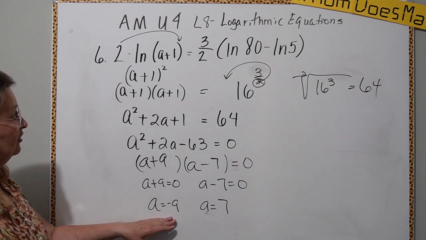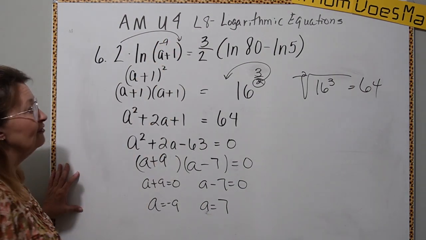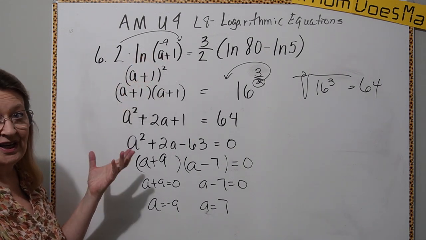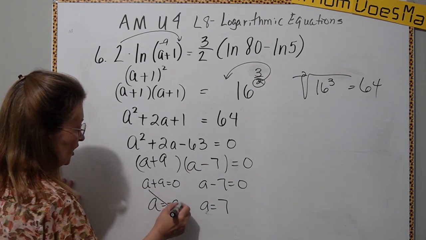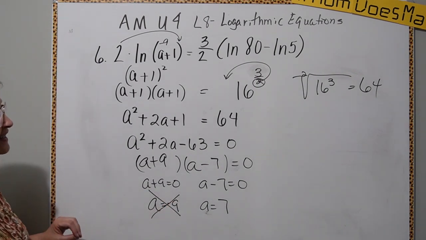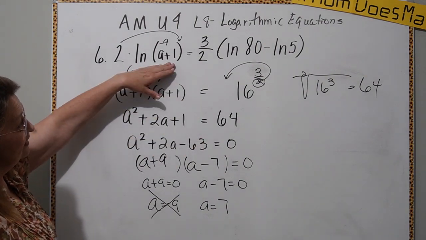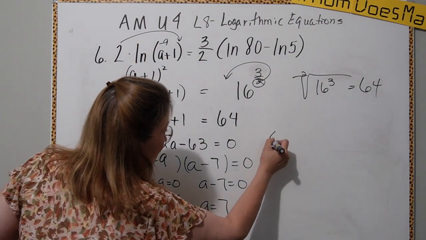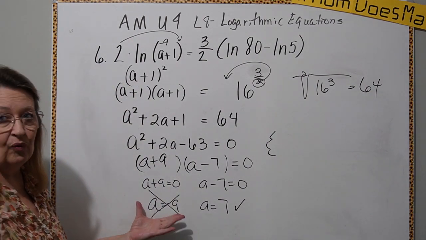All right, so let's check them. If I take negative 9 up here and fill it in for a, what does that give me for an argument? It gives me negative 8. That is a non-positive argument. So negative 9 is an extraneous solution. Now, if I take 7 in up here and do all the math, I promise you, it does check out. But I just want you to see, there are times when you will get one that will not work.